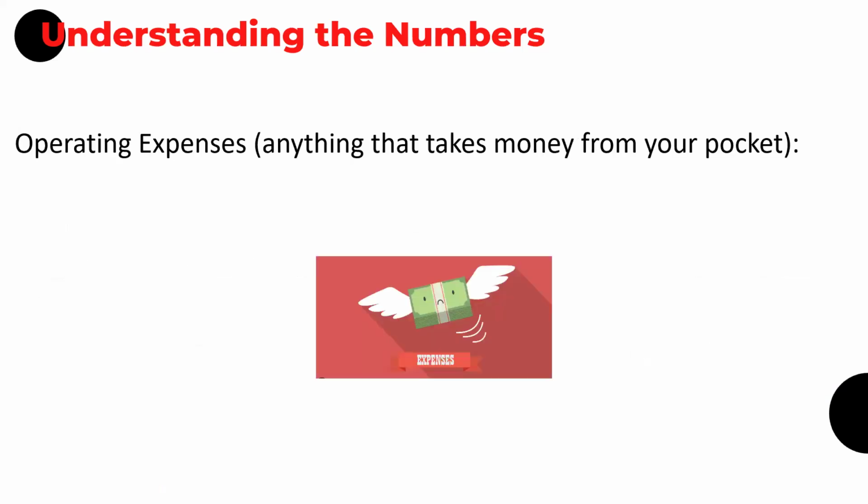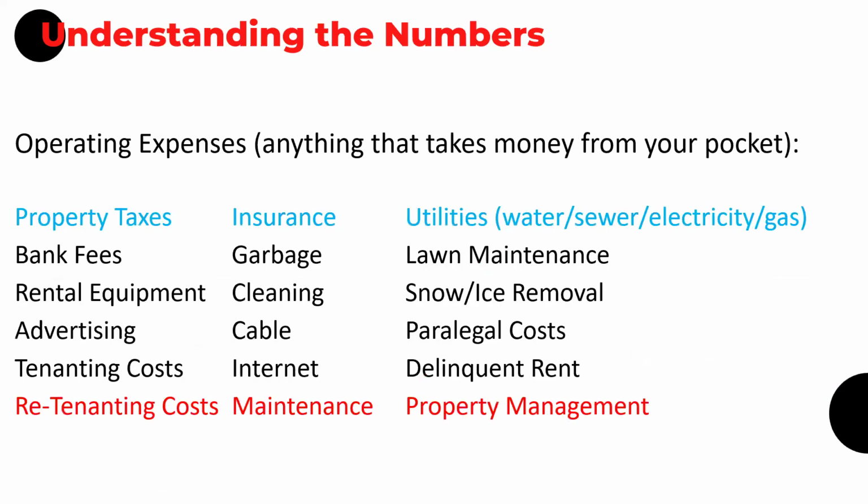Then we have operating expenses. They are the things that take money out of your pocket. Again, most people quickly jump and say property taxes, insurance, and utilities. But the scope of operating expenses is much larger than that and is actually one of the big reasons that real estate investors have problems. They don't properly consider all of the costs in operating the property.